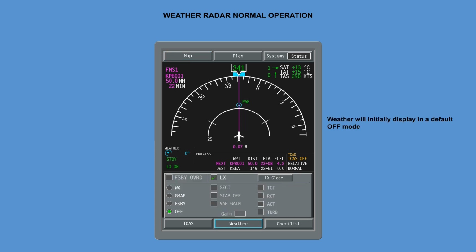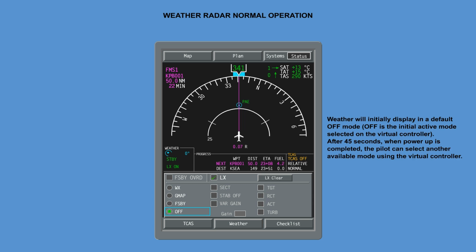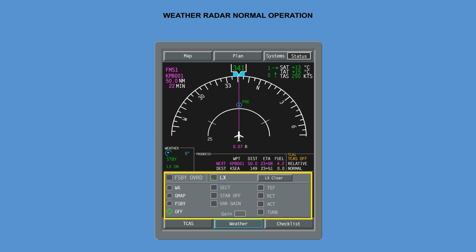Weather will initially display in a default off mode. Off is the initial active mode selected on the virtual controller. After 45 seconds, when power-up is completed, the pilot can select another available mode using the virtual controller. Functions are displayed in the virtual controller in white, if available, when a specific weather radar mode is selected, and displayed in gray if not available for the selected weather radar mode.